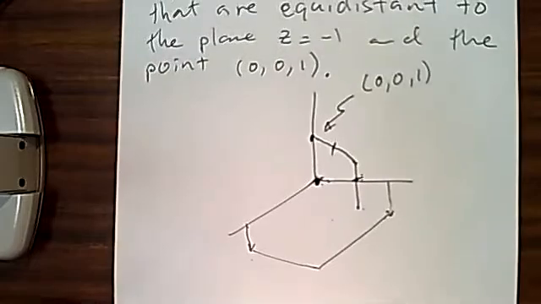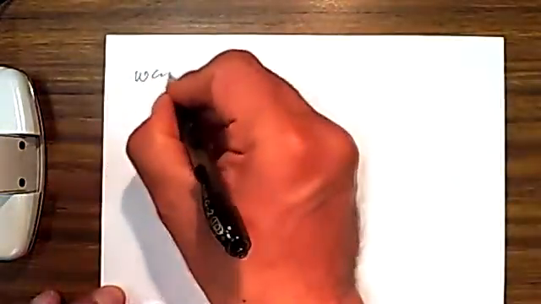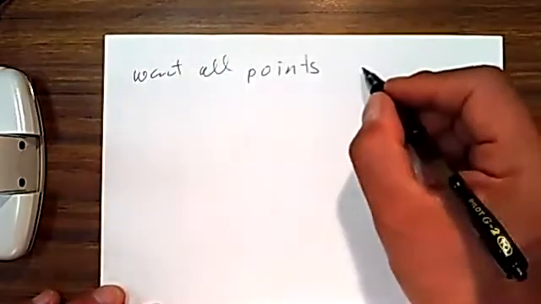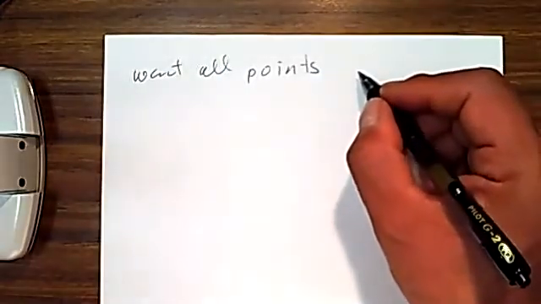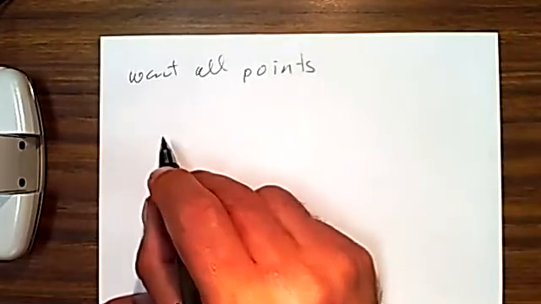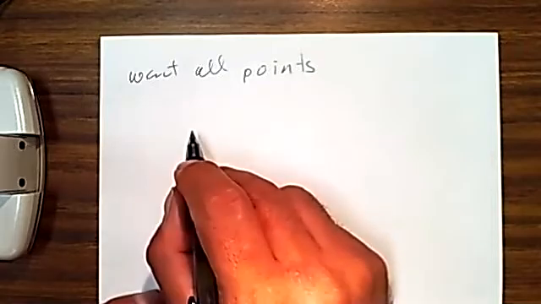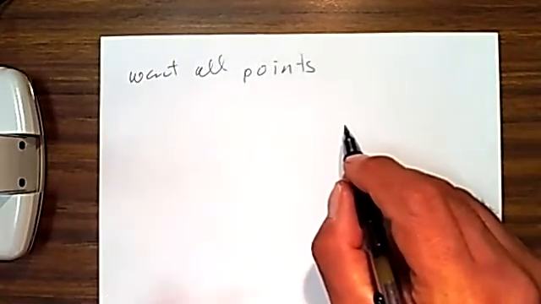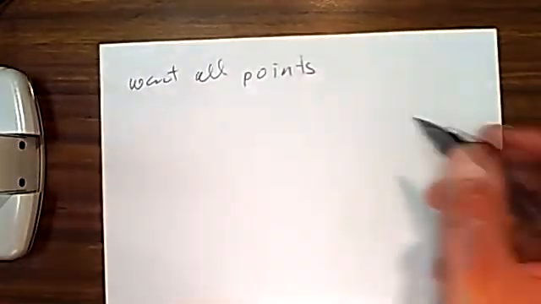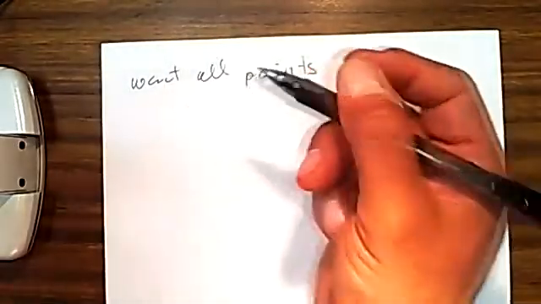I'm going to start this problem, and I'm going to let you finish it, if that's okay. All right, so we want all points whose distance to the point 0, 0, 1 is the same as the distance to z equals -1. All points. So let's talk about those distances.